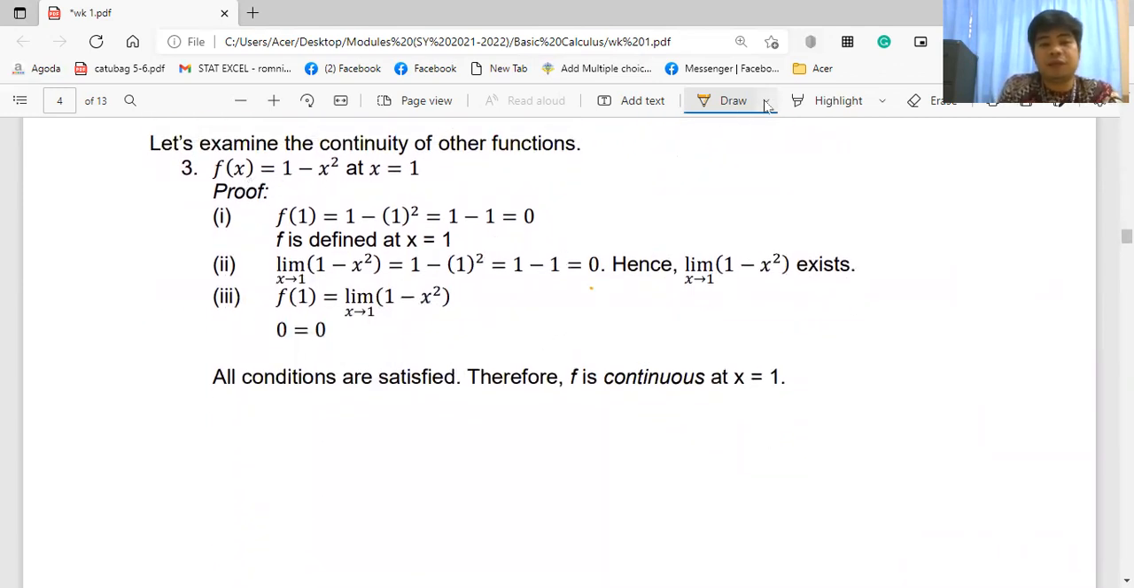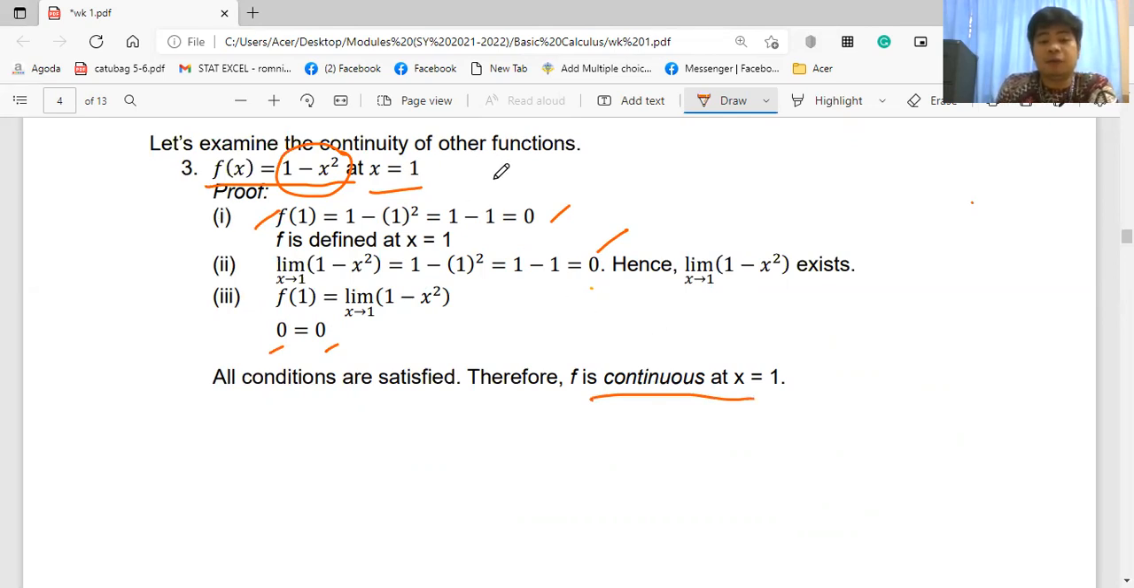If you observe the number 3 example here, f of x is equal to 1 minus x squared, and you can see here, this is a quadratic function and a polynomial function. And we know that the domain of all polynomial functions is the set of all real numbers, meaning to say they are continuous for whatever the x value is. When you check x equal to 1 by substituting it, f of 1 is 0. And the limit of that function f as x approaches 1, whether you check it from the left and right, will also give you 0. 0 is equal to 0, meaning to say f is continuous at x equal to 1.